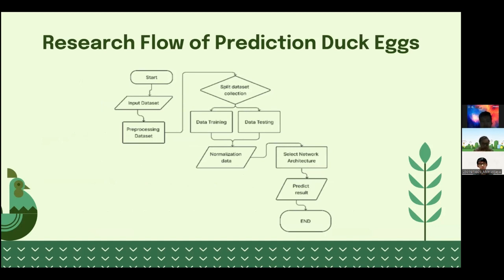We start with input dataset. After that, we go to pre-processing the dataset and split the dataset collection into data training and data testing. After that, we normalize the data. We select the network architecture and in the end, we predict the result. Next.